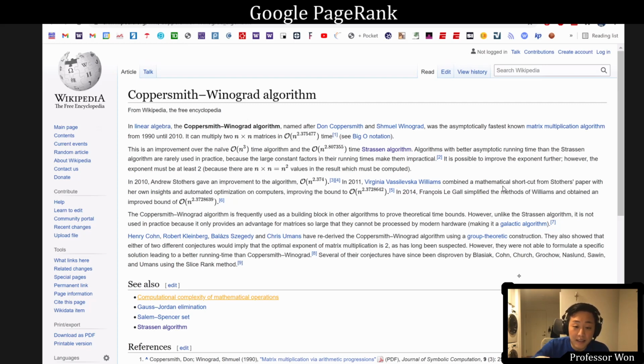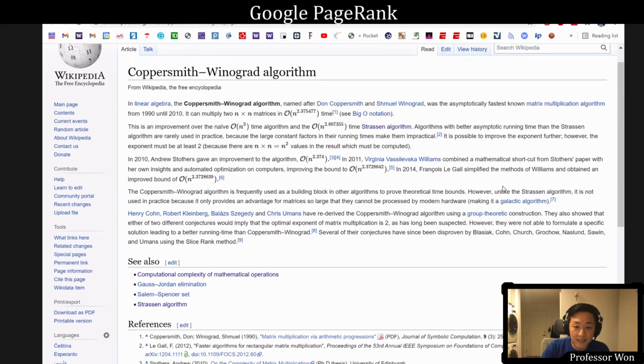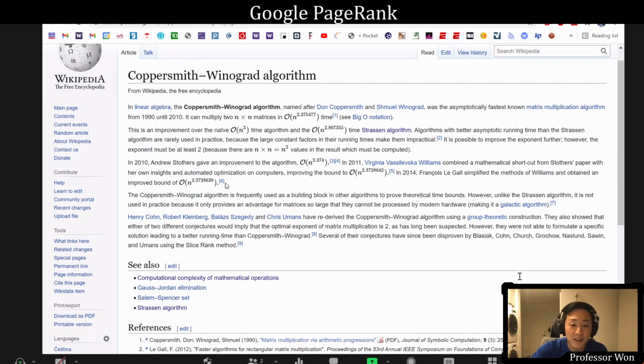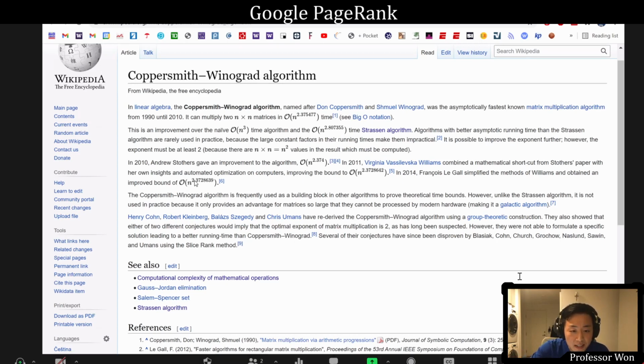Okay, and people improve on this. If you look at this paragraph here, starting with in 2010, I can point it out here, right? This bound is continually being improved. So at least as of this Wikipedia page being edited, the world record is actually 2.3728639.